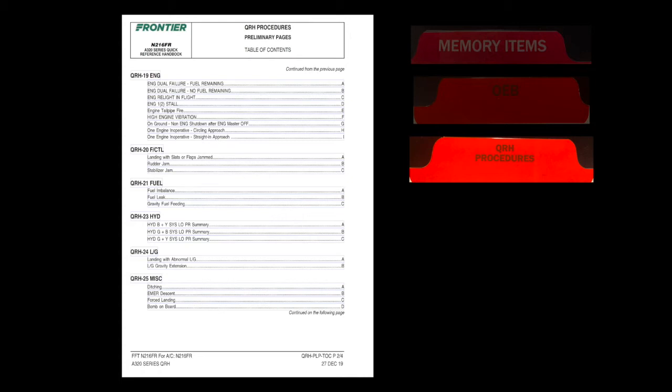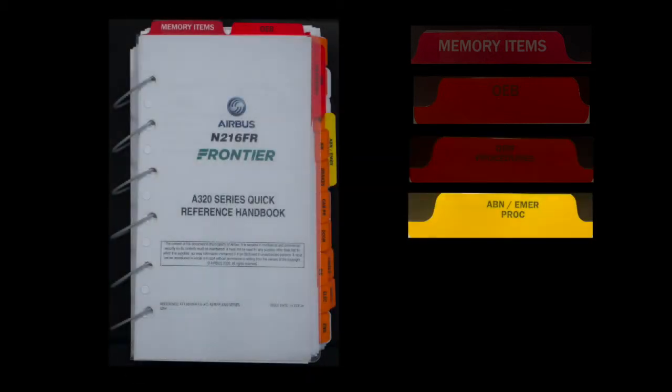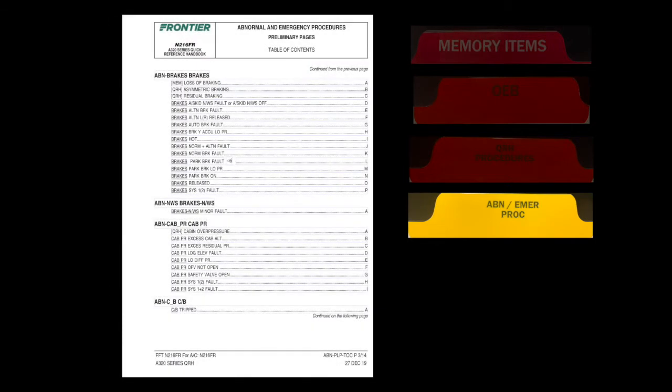The next section is the Abnormal Emergency Procedures section. This part of the QRH describes the detailed content of all abnormal and emergency procedures. All procedures are grouped in subsections that can be system-related, for example, brakes, nose wheel steering, cabin pressure, or non-system related, for example, circuit breaker or miscellaneous. The subsections are sorted by alphabetical order.